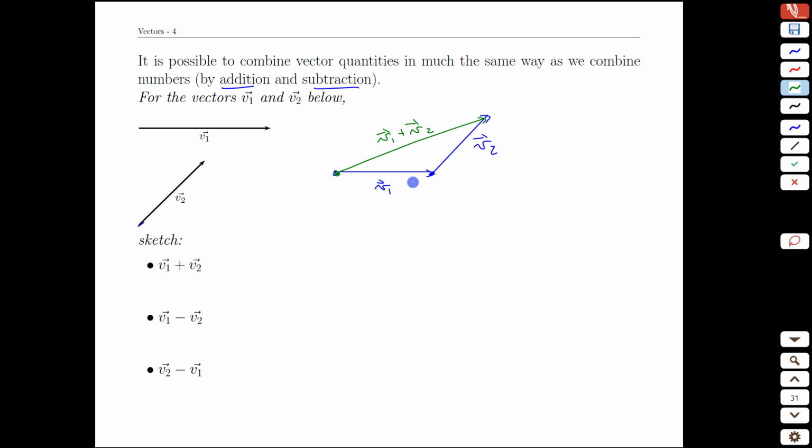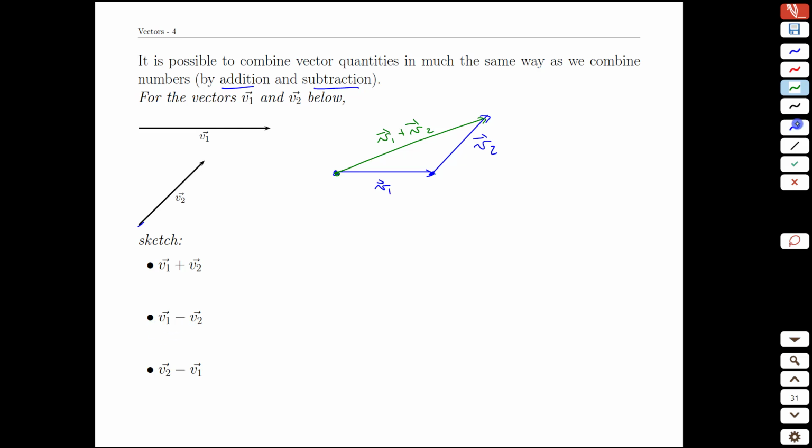And again, imagining this is a force vector, if we're pulling this way and pulling this way, it makes sense to think of the net force, the total force, being a little bit up, but mostly to the right, and that's capturing the combined effect of v1 and v2.